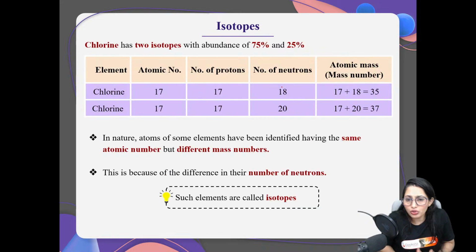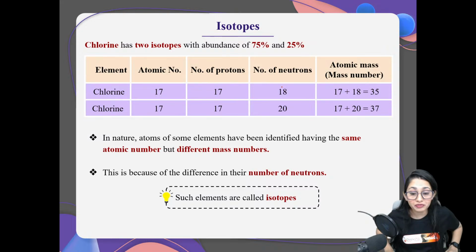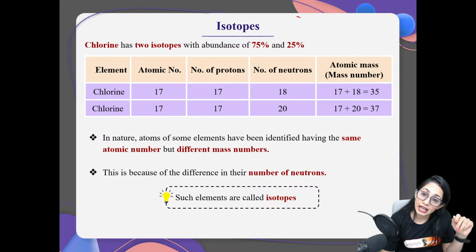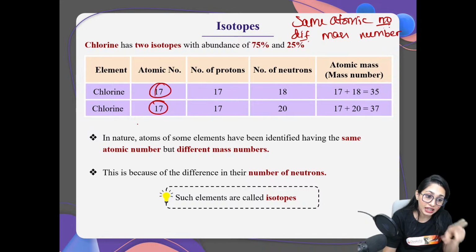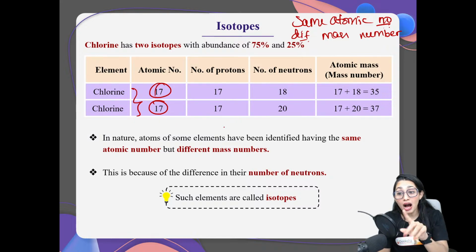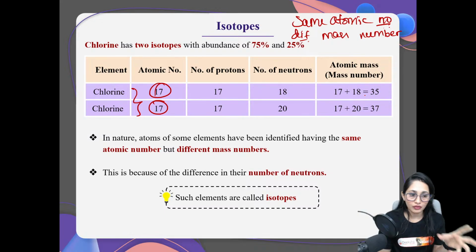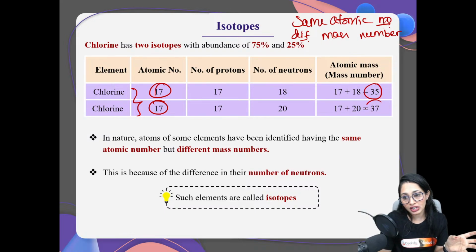Then what do you mean by isotopes? Isotopes are the atoms of the same element having the same atomic number. They have the same atomic number but different mass numbers. You can see here the atomic number of chlorine is 17 in both of these isotopes. But the mass number is different here. For one chlorine isotope, it is 35. For another one, 37.